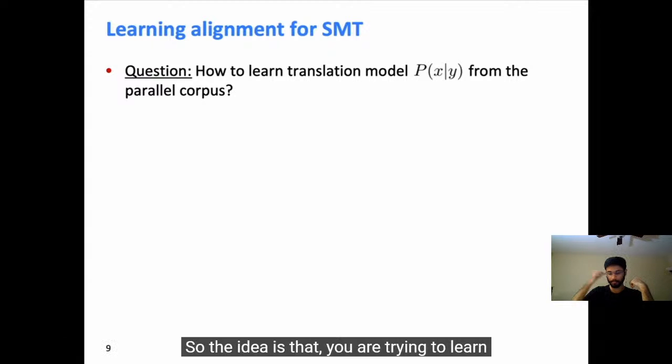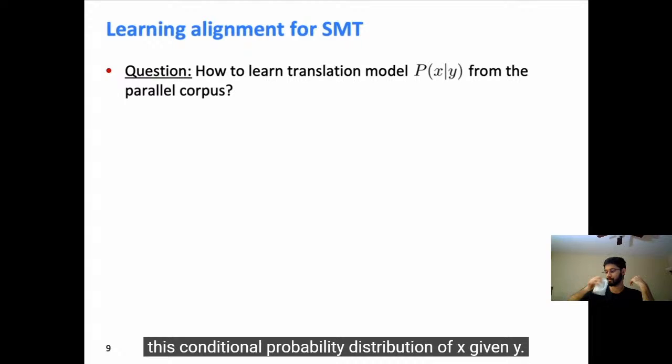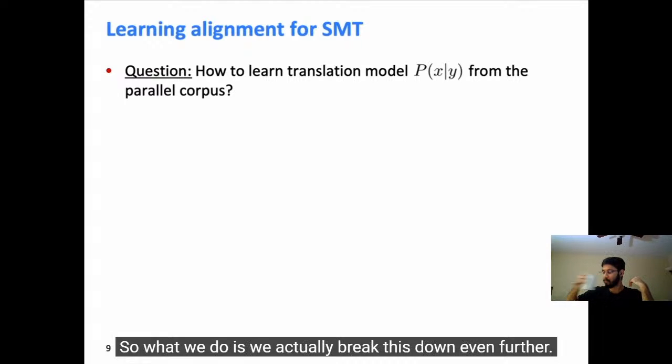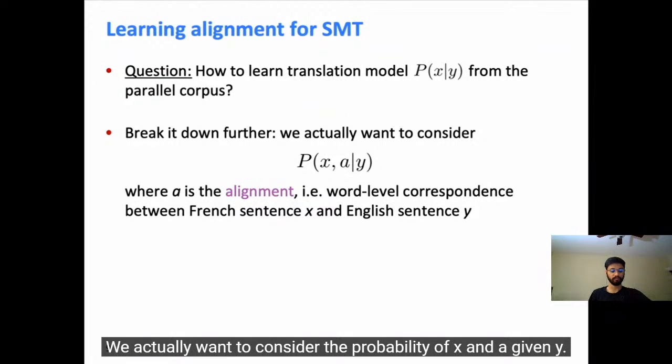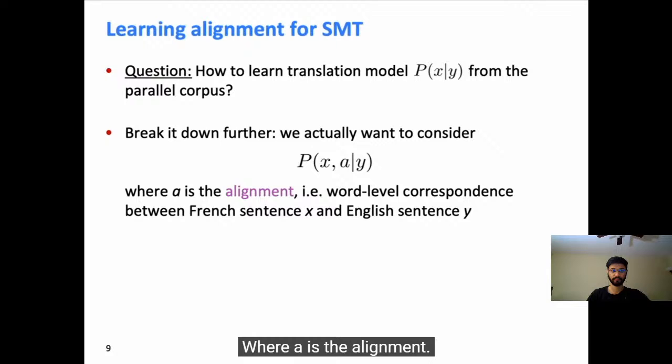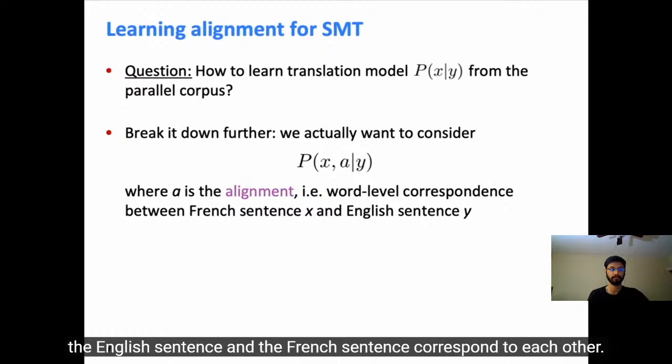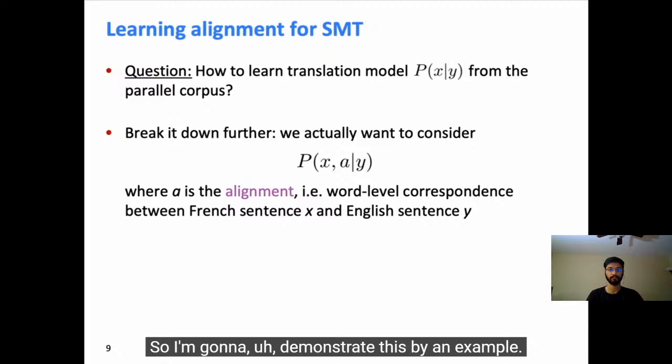So the idea is that you're trying to learn this conditional probability distribution of x given y. So what we do is we actually break this down even further. We actually want to consider the probability of x and a given y, where a is the alignment. So the idea of alignment is this is how the words in the English sentence and the French sentence correspond to each other. So I'm going to demonstrate this by an example.